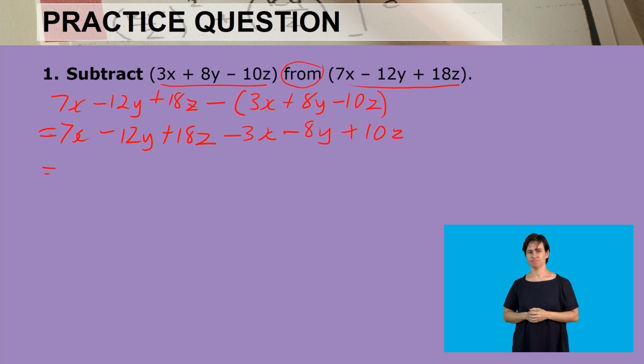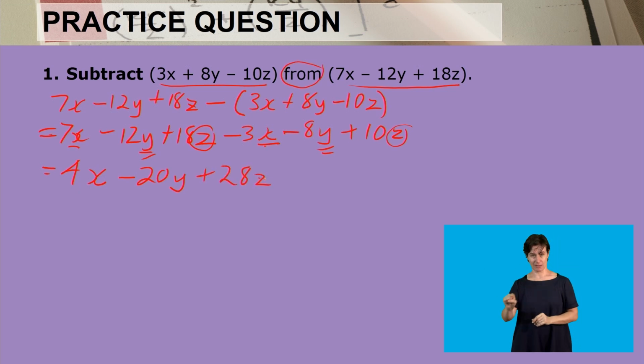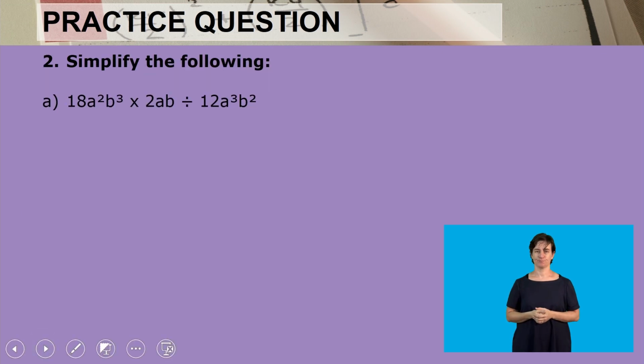Then we look for like terms. There's an x and an x: 7x minus 3x is 4x. There's y and y: negative 12y and negative 8y is negative 20y. Then there is z and z: 18z plus 10z is 28z. So that is how that one is resolved.